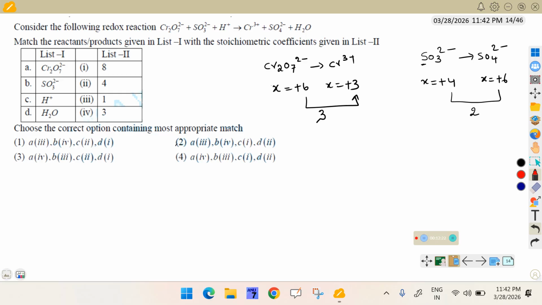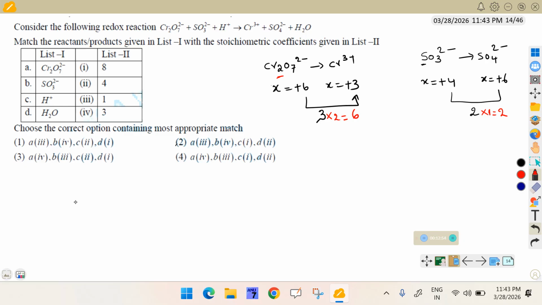Consider the following redox reaction. Match the reactants and products given in list 1 with stoichiometric coefficients given in list 2. Okay, Cr2O7 2 minus is converted to Cr3 plus. Oxidation number difference is 3. Calculate the n factor. 3 into 2 is equal to 6 because 2 chromium atoms are on the left side. Here oxidation number difference is 2. 1 atom of sulfur is there. 2 into 1 is equal to 2.